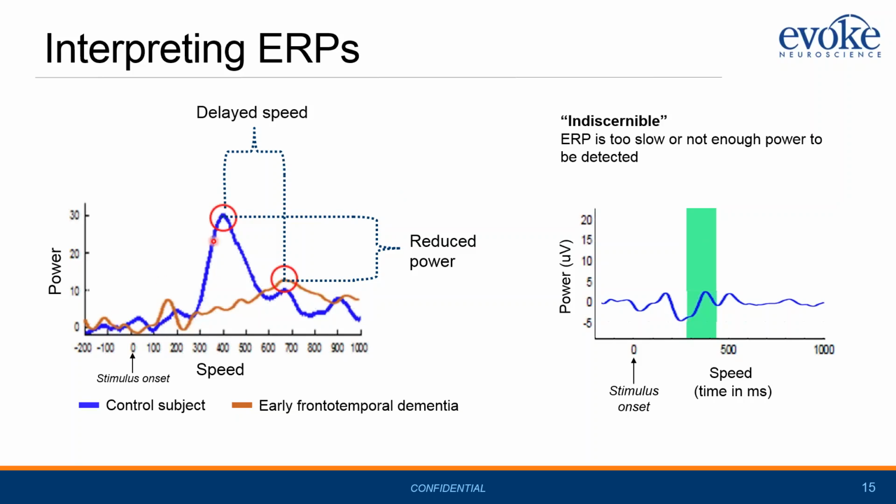Sometimes you'll see something with a really strong peak, but it has shifted way far right, and that means it's outside the window of our algorithm detection, because we're only going to look in a certain window of where the ERP should normally be occurring. And if somebody has a very, very delayed ERP, it might be missed by the algorithm and an indiscernible result will be provided. So indiscernible doesn't mean there wasn't enough data to interpret. It means that the ERP was too slow or not enough power. So an indiscernible result can actually be significant and important to pay attention to.